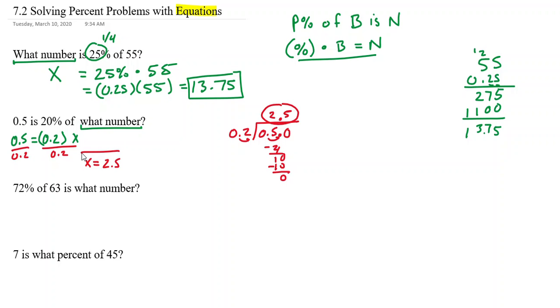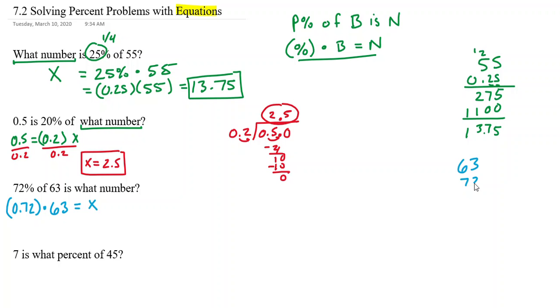Okay, that's the last of the, well, maybe the easy ones. I don't know if you would agree that that was easy. Let's do the next one. 72% is, as a decimal, 0.72, of means times 63 is what number? Well, hooray, we have another multiplication problem. So we can do that.